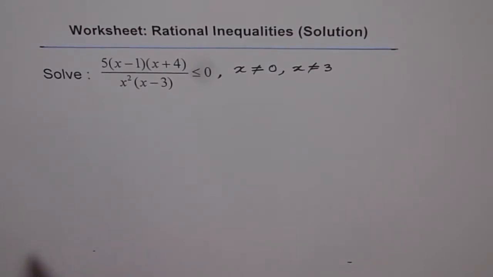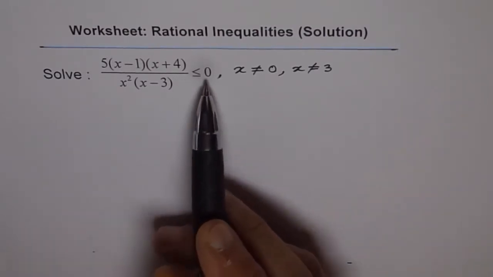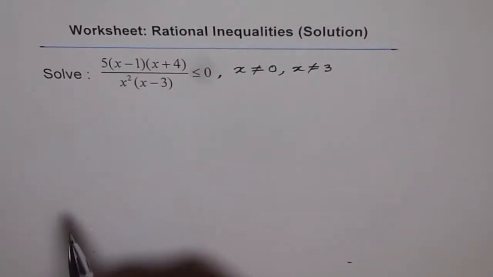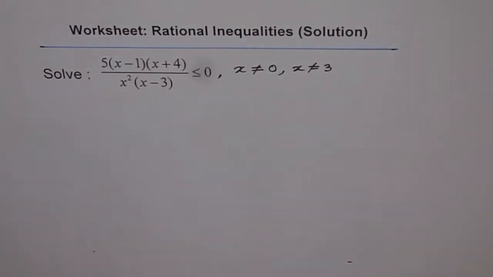So here I'm going to teach you the method. The method is, when you are given a rational function, how to figure out the regions where it is less than 0, or equal to 0, or greater than 0, okay? So we'll try to do that.